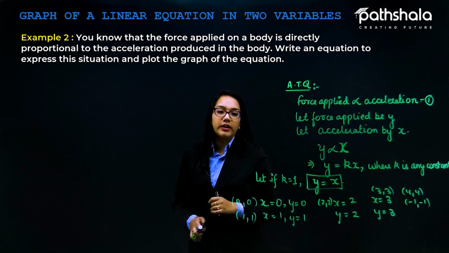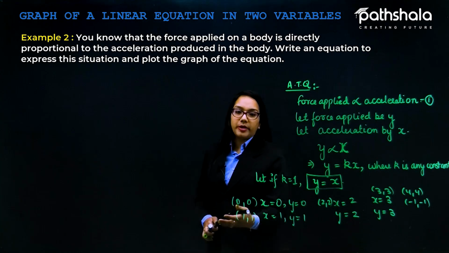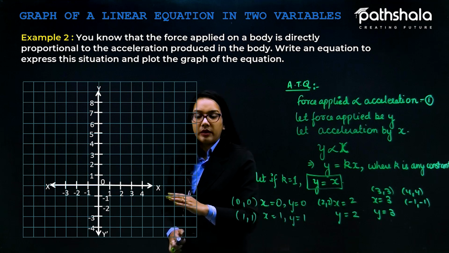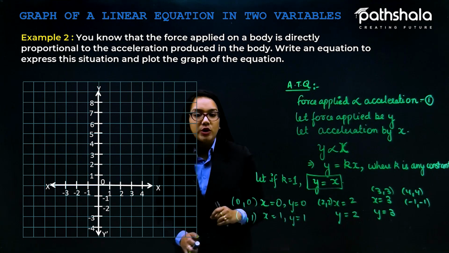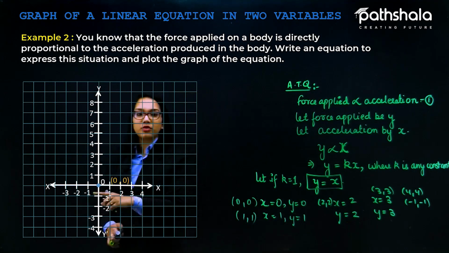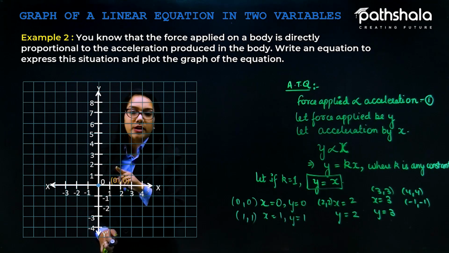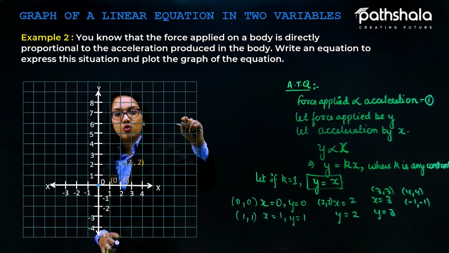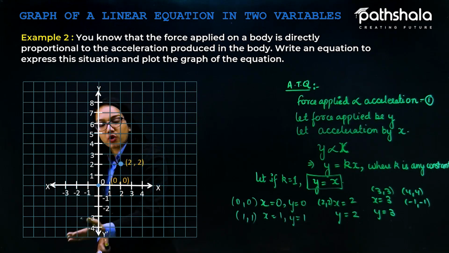Now let's just plot the graph. Let us suppose we have this particular graph, and we are taking the xy plane in this form. So let's just plot 0, 0 first. So this is my 0, 0. This is my 1, 1. This is my 2, 2. This is my 3, 3, 4, 4, and so on. Let's just join all these points together.